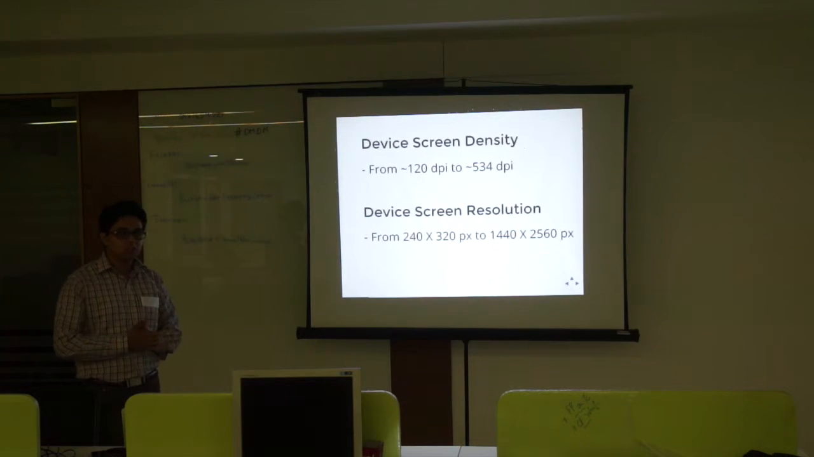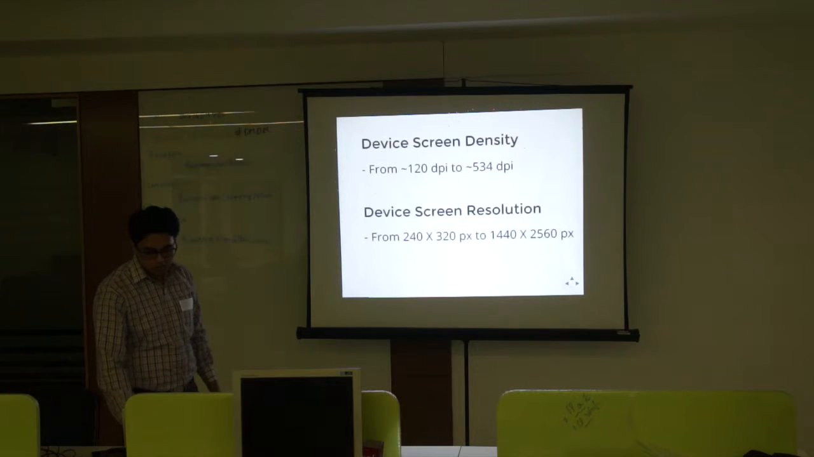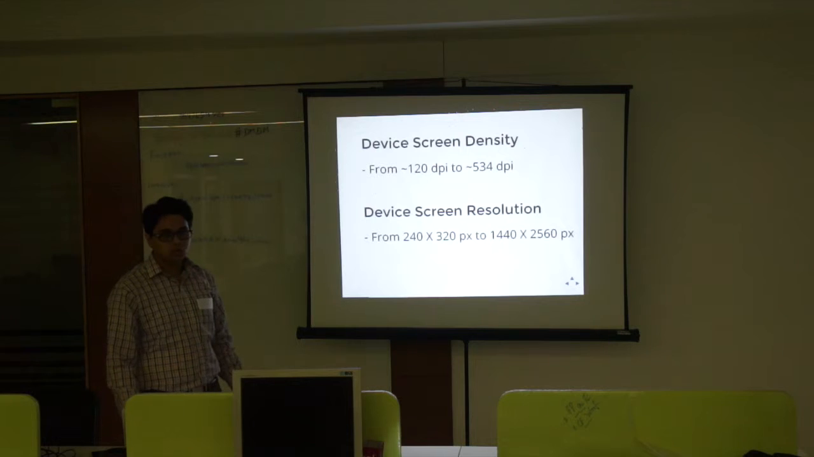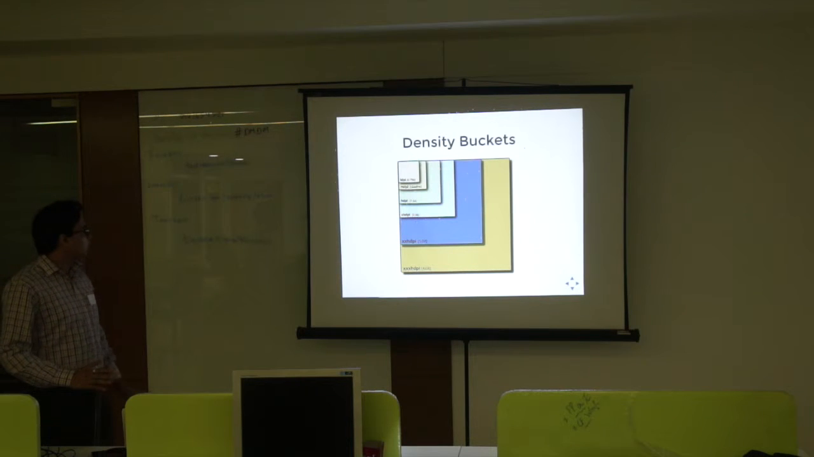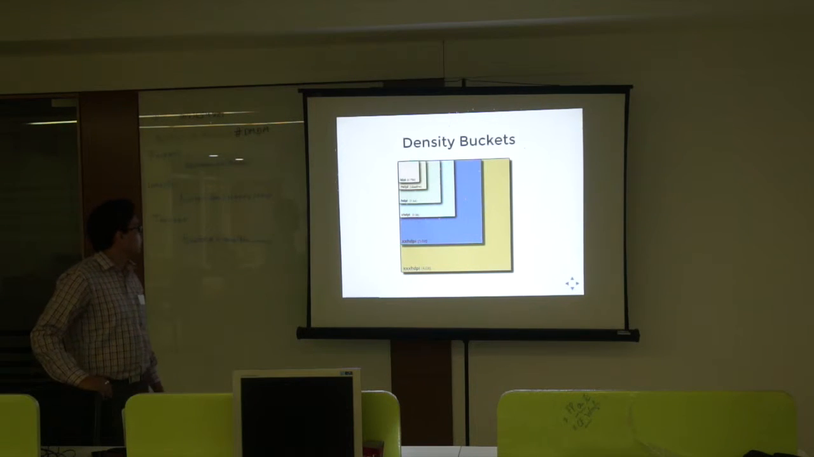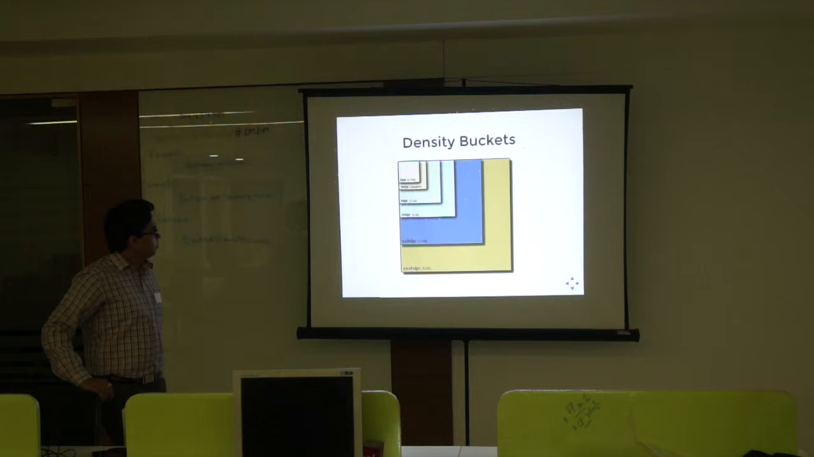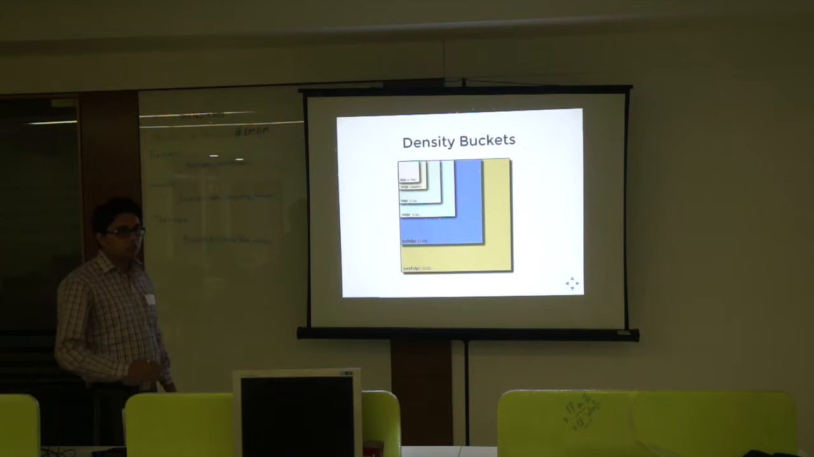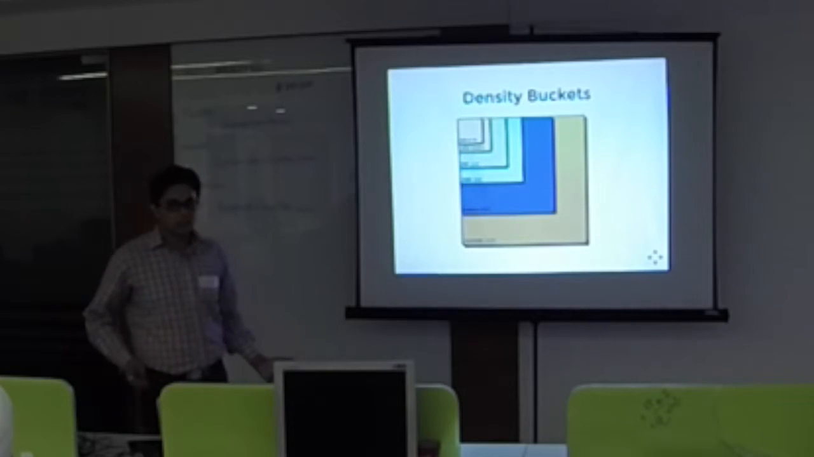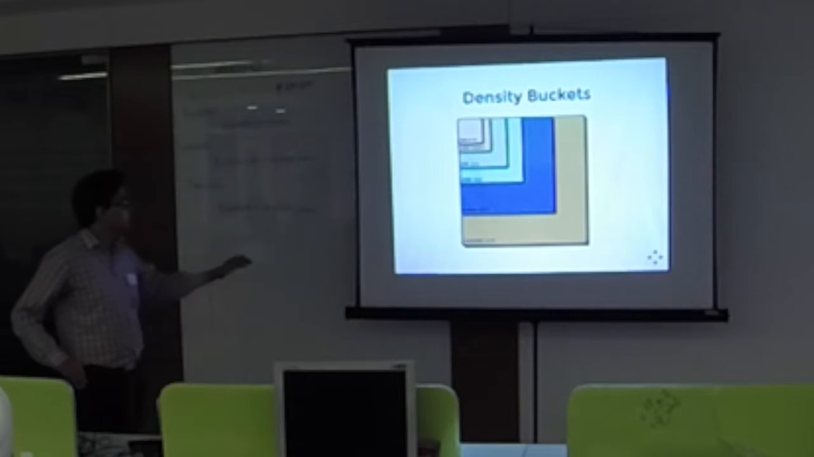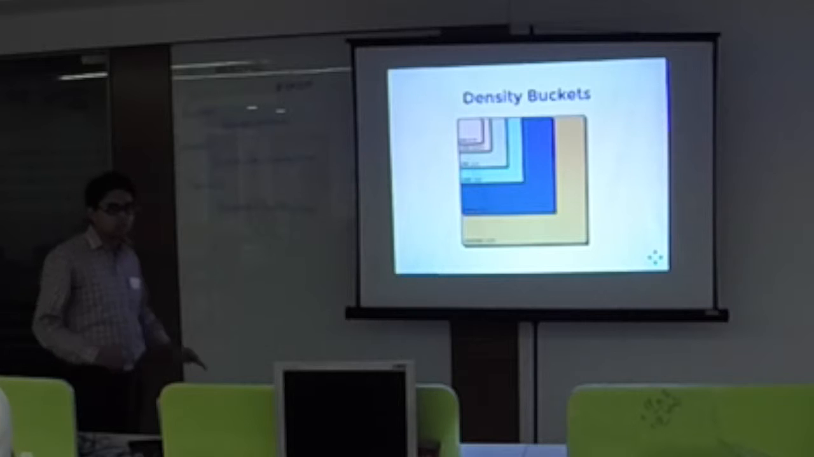Android provides the basic structure to deal with this diversity. Let's see what Android provides us. Android puts all these devices into 6 density buckets. These are LDPI, MDPI, HDPI, XHDPI, and so on. Basically, MDPI is the base density for Android. Devices with around 160 dots per inch lie in this category. LDPI is a lower density. HDPI is around 1.5 times the base density. Similarly, XHDPI, XXHDPI, and XXXHDPI.